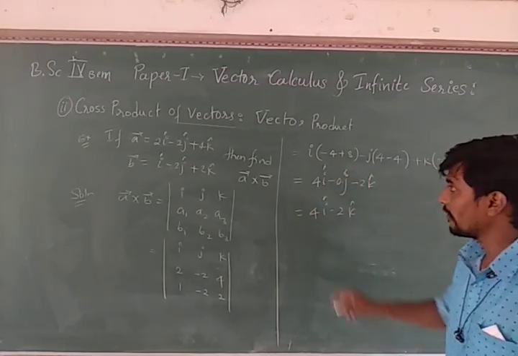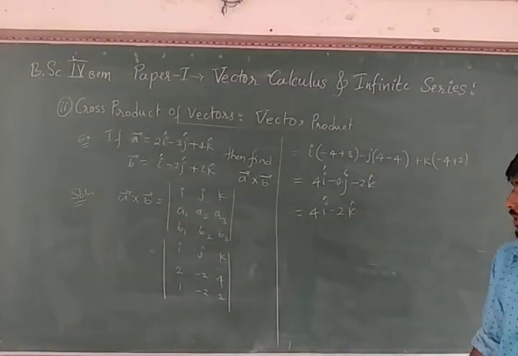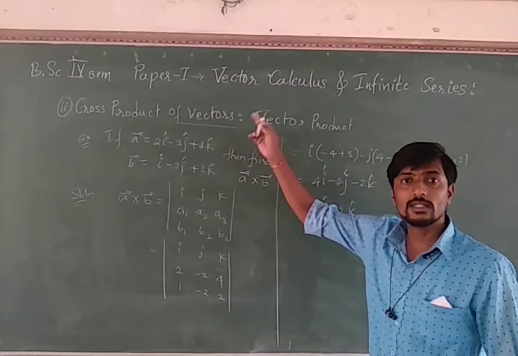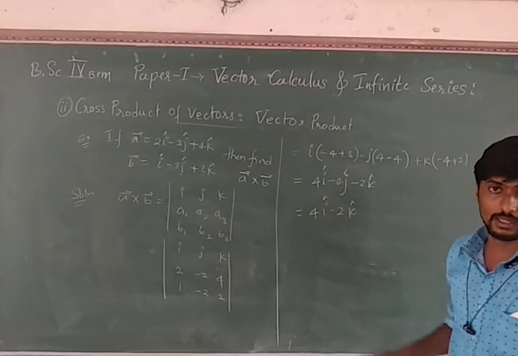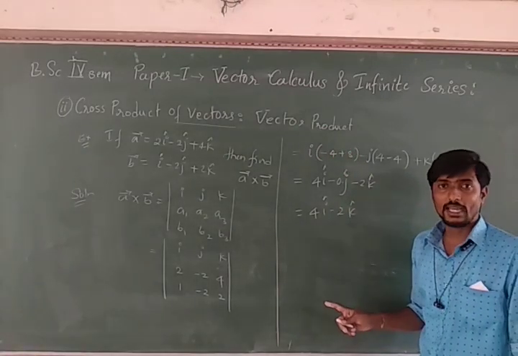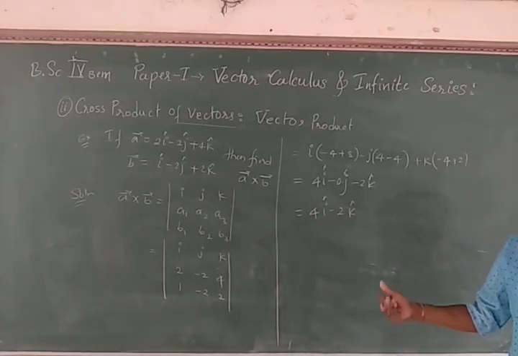So now look at here. After simplification of these two vectors we are getting our vector quantity only. So that's why the cross product of vectors is also called the vector product of the vectors. Okay. So remember all this procedure and write down this example. We'll go for another concept here.